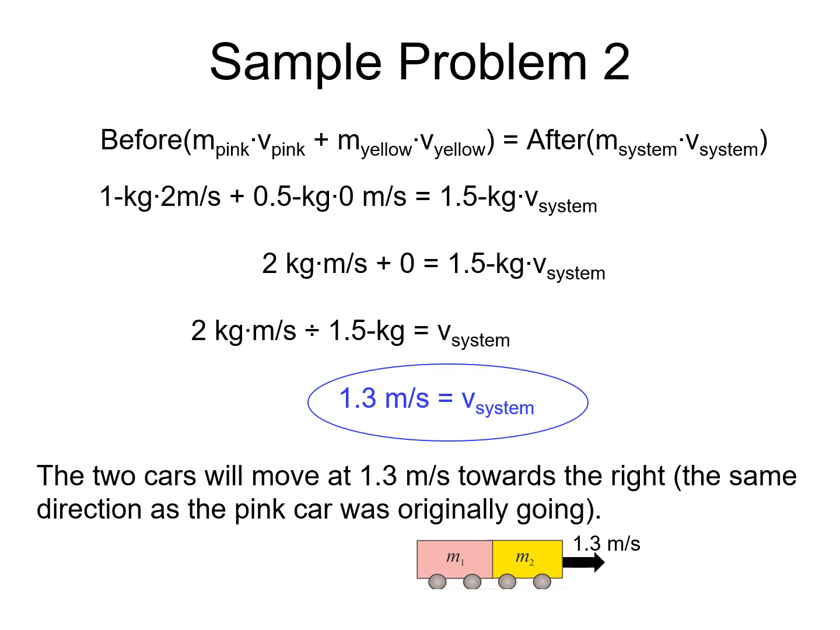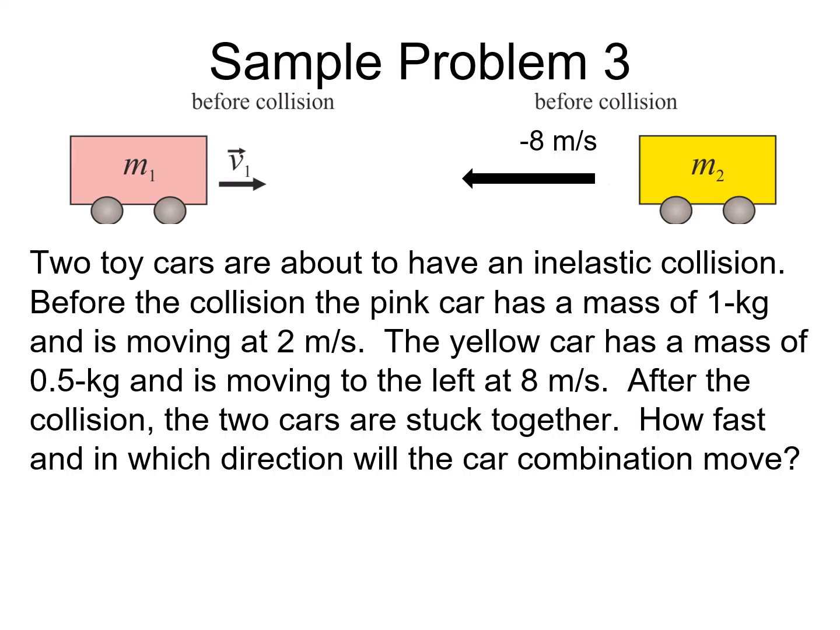Let's do one more example. We'll have the same setup, but this time, instead of letting the yellow car be at rest, let's let it be moving. In fact, let's make it move pretty fast. So this time the yellow car has a mass of 0.5 kilogram and is moving to the left at 8 meters per second. So after the collision, the two cars are stuck together. How fast and in which direction will the car combination move?